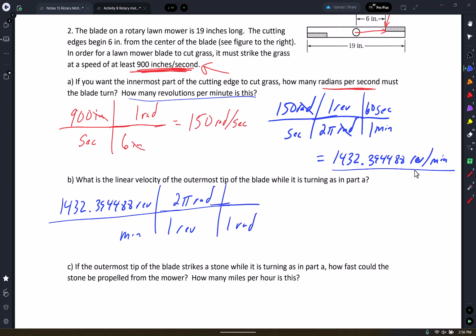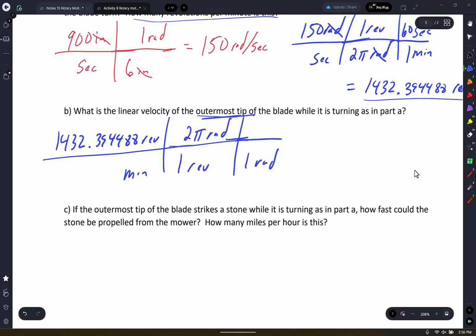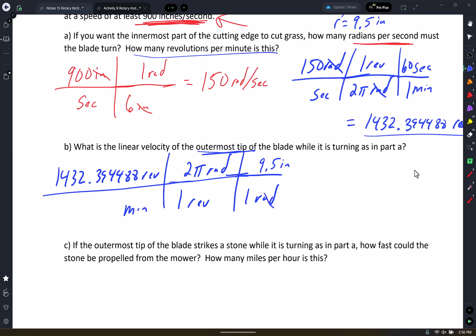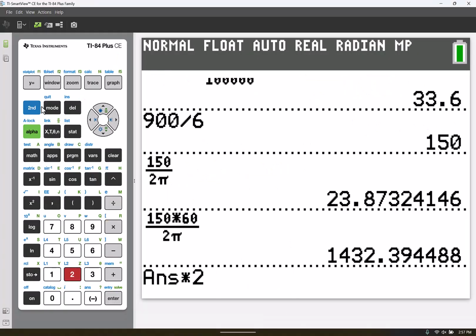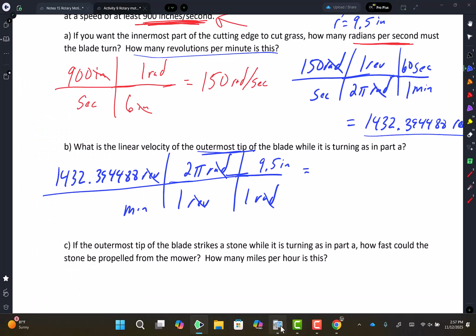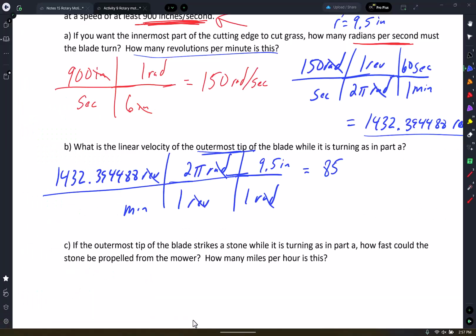And in 1 radian, and let me slow down. What is the linear velocity? Underline the word outermost tip. Here's the radius of the outermost tip, that distance. Well, I know that the diameter is 19. So the radius is 9.5 inches. Do you guys see that? The 19 divided by 2. Are we okay? So here we go. In 1 radian, there is 9.5 inches. Radians cancel. Revolutions cancel. This is my speed in inches per minute. So take the 1432, and everything in the denominator is a 1, so I can just multiply. 1432 times 2 pi times 9.5. And there it is, 85,500 inches per minute.